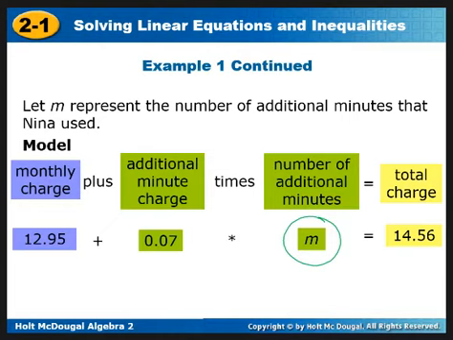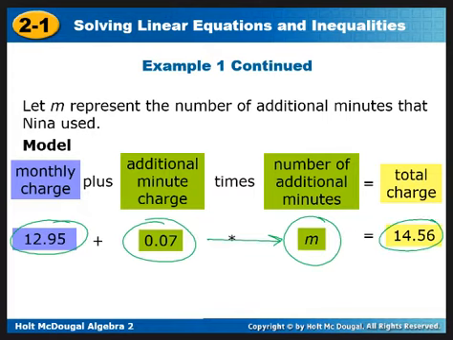In this case, the company is charging a flat rate per month, plus an additional charge for every minute that you go past the allotted number of minutes. So if you're given a total charge for the month, we would be able to figure out how many additional minutes we were charged for by solving for m.